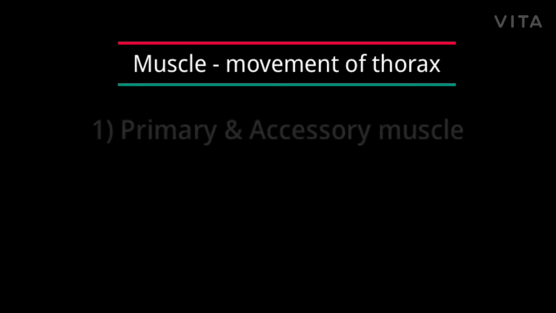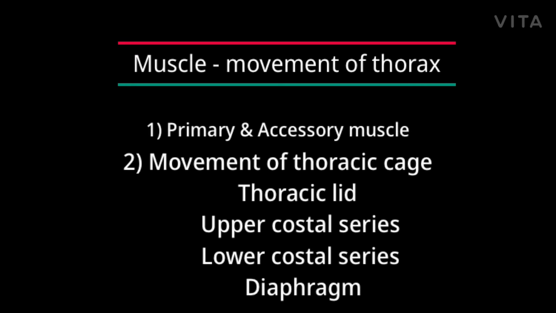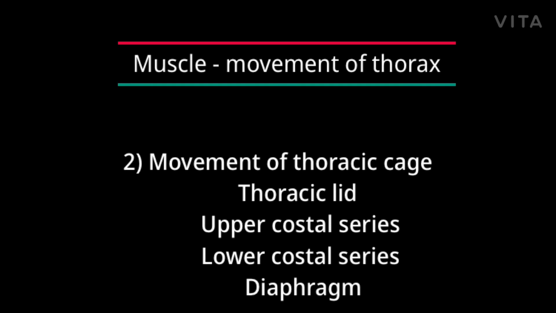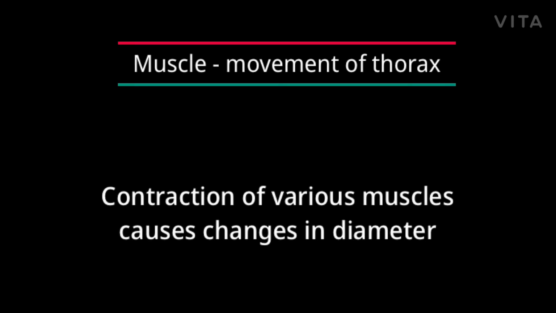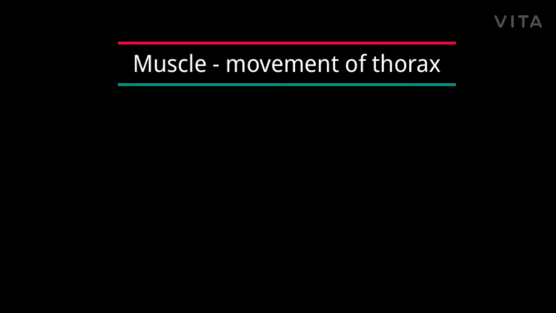Before we start with today's video, let us revise the previous two. In those we covered the muscle movement of the thorax, in which we saw the primary as well as the accessory muscles. Then we focused on the 4 units of the thoracic cavity, that is the upper costal series, lower costal series, thoracic lid as well as the diaphragm. And contraction of the various muscles causes alteration in the transverse as well as the vertical diameters of the thoracic cavity.